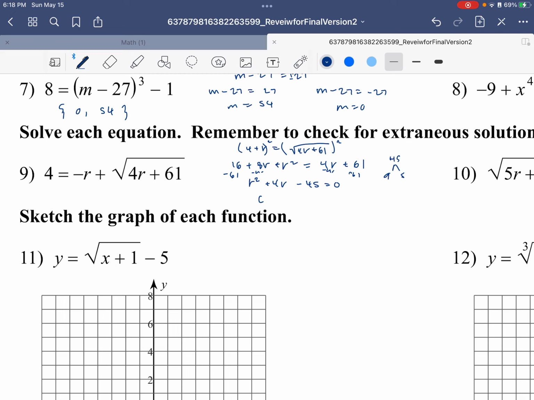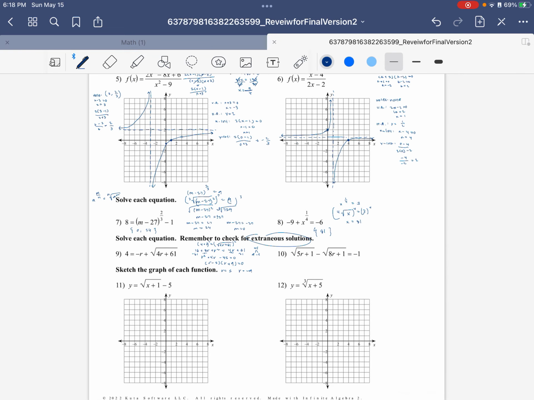9 and 5. And which one has to be negative in order to satisfy this? 5. Because 9 minus 5 is 4, and 9 times negative 5 is negative 45. So we have r minus 5, r plus 9 equals 0. So we have r equals 5, r equals negative 9, and we need to check for extraneous solutions.